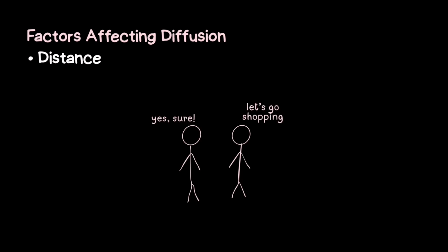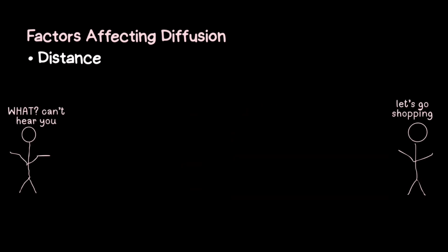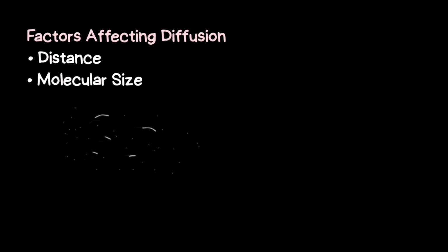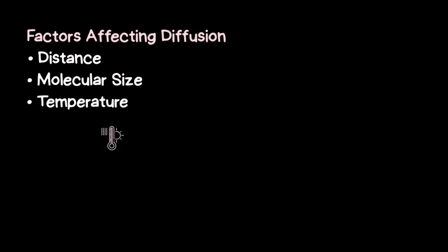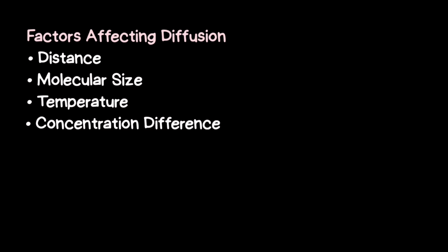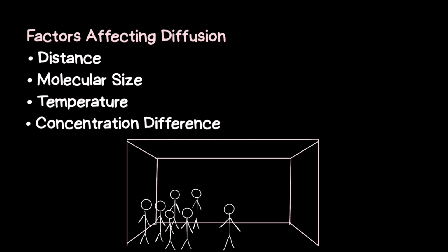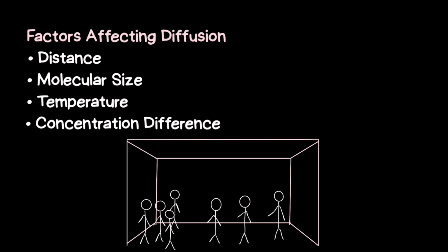Next, let's talk about what affects diffusion speed. Many factors affect the speed of diffusion. Shorter distance makes diffusion faster, like hearing someone clearly when they are near but not when they are far away. Smaller molecules move faster, like dust particles floating easily in air compared to larger objects. Higher temperature also increases speed because particles move more actively, like how people move more actively when it's hot compared to when it's cold. A bigger concentration difference speeds up diffusion, like people quickly spreading out when one area of a room is crowded and another is empty to balance the space.